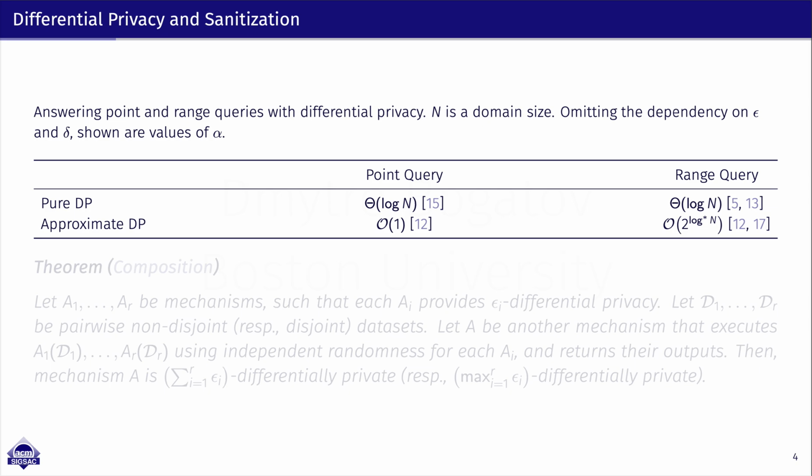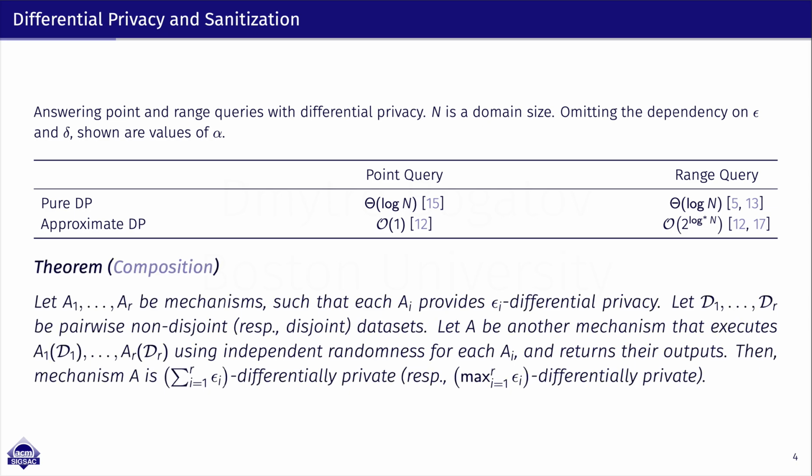Sanitizers for different queries exist. For the queries we target, point and range queries, and for pure and approximate differential privacy, we show the values of alpha. We are particularly interested in pure differential privacy for our solution. Essentially, the value of alpha is the overhead that the sanitizer adds. Finally, we'll use the composition theorem a couple of times, which tells us the composite privacy budget after running a differentially private algorithm over sets. The takeaway is that it's the sum of budgets for non-disjoint sets and the max of budgets for disjoint.